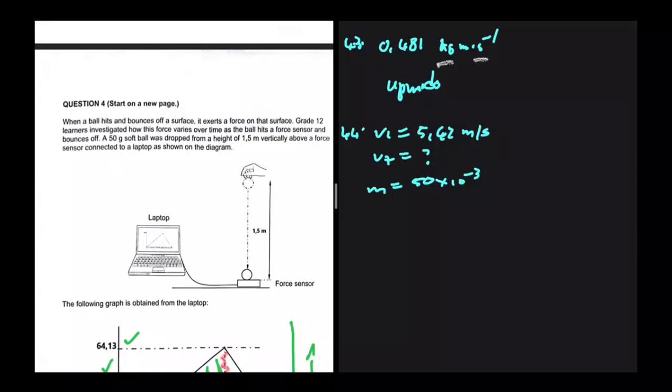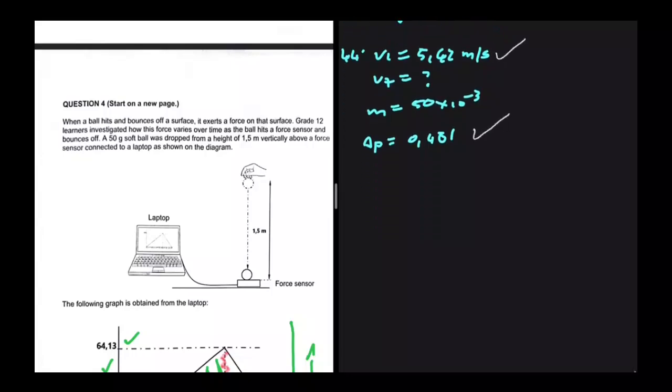And what else do we have? We have the impulse. Delta P is equal to 0.481 upwards. So VI is downwards, we can substitute it with a negative sign because it is downwards. And then the impulse is upwards, so we're going to substitute it with a positive sign. That's if we take up as positive. You can take down as positive and do it the other way around.